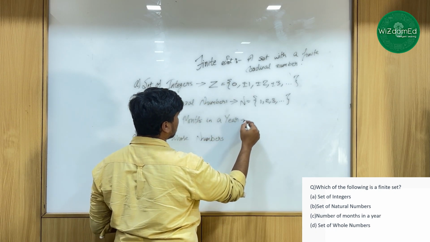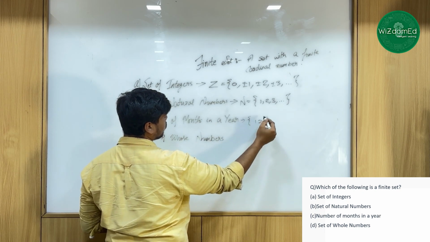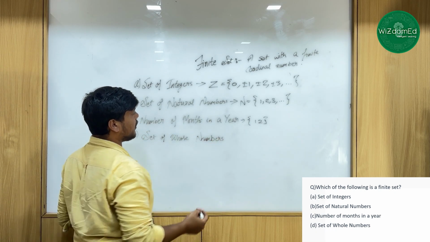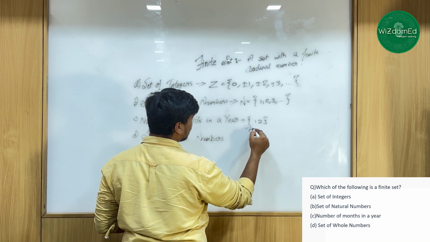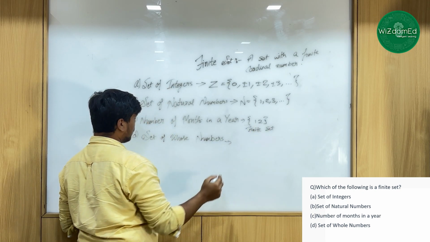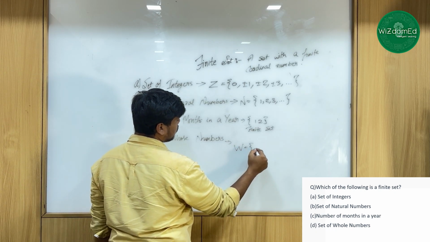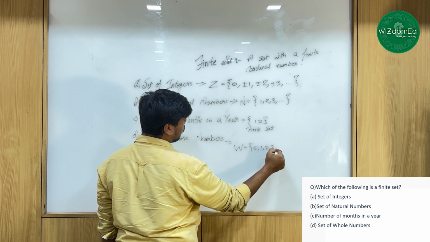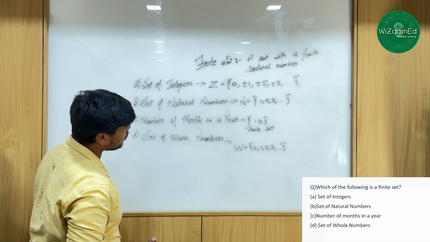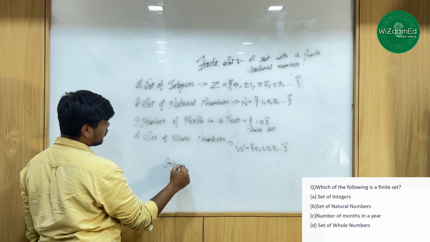Number of months in a year. How many months do we have in a year? 12. How many elements do I have here? One element, which is finite. So this one is our finite set. And what about option D? Set of whole numbers. The set of whole numbers is 0, 1, 2, 3, and so on. So again, it is an infinite set. So out of four options given to us, which one is a finite set? Option C. Then the correct answer is option C.